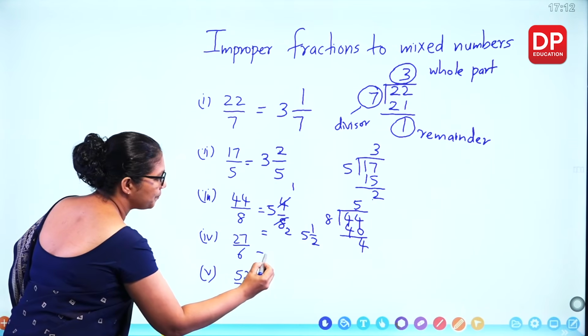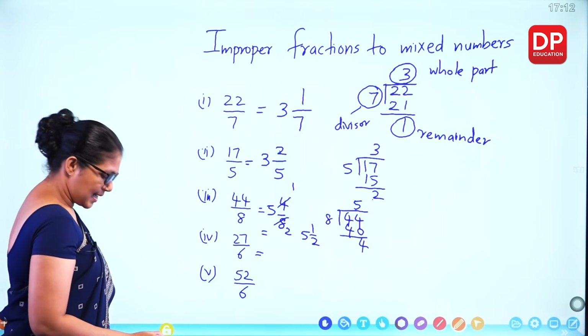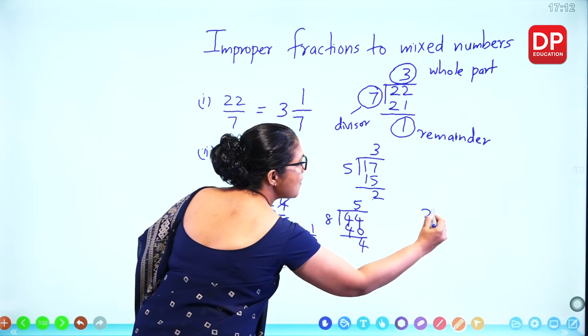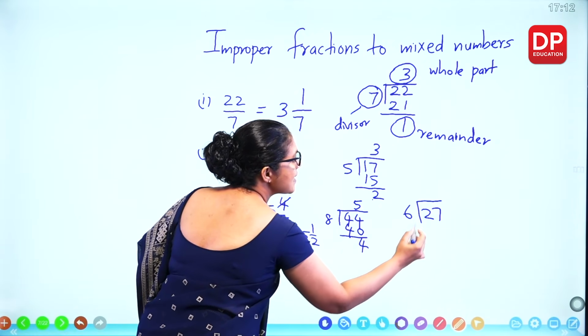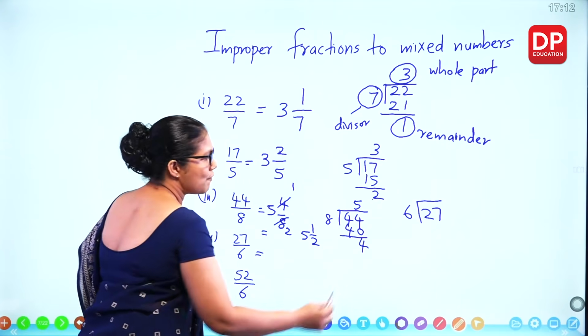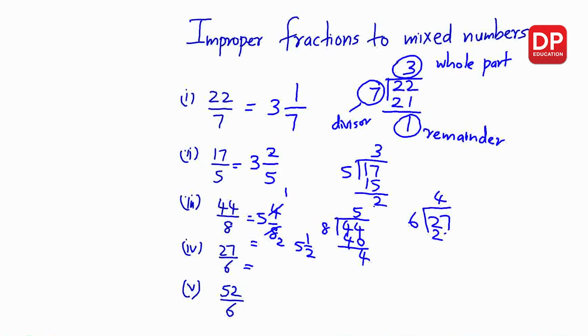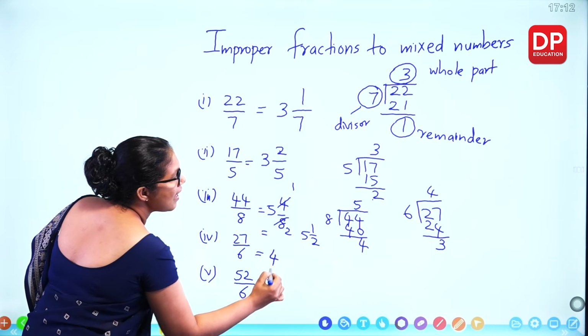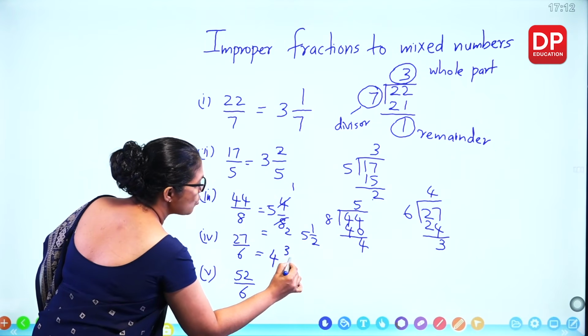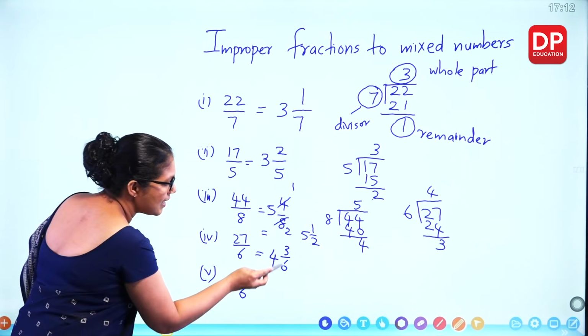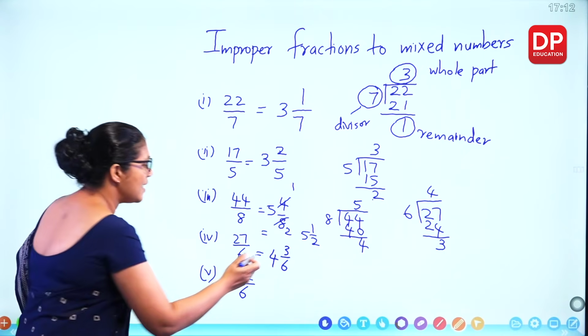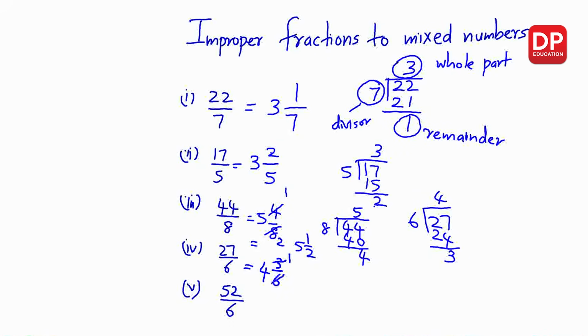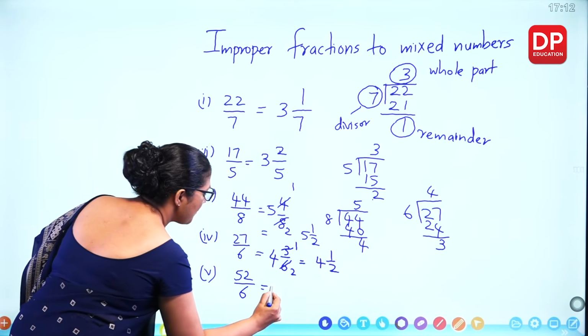What about this one? 27 over 6. So you do 27 divided by 6. 6 times 4, 24. 3 remaining. What's the answer? 4 parts are there. 3 parts out of 6. Again, we can simplify. So 3 times 1, 3 times 2. So what's the final answer? 4 and a half.